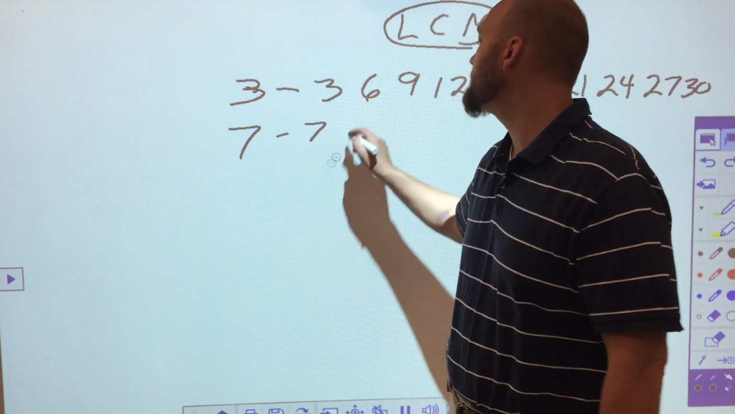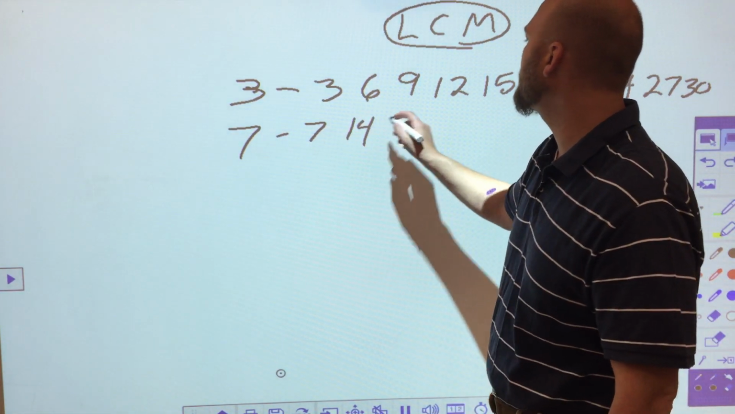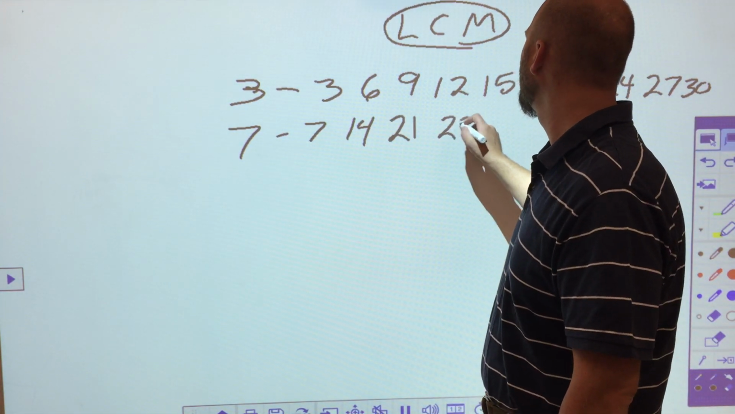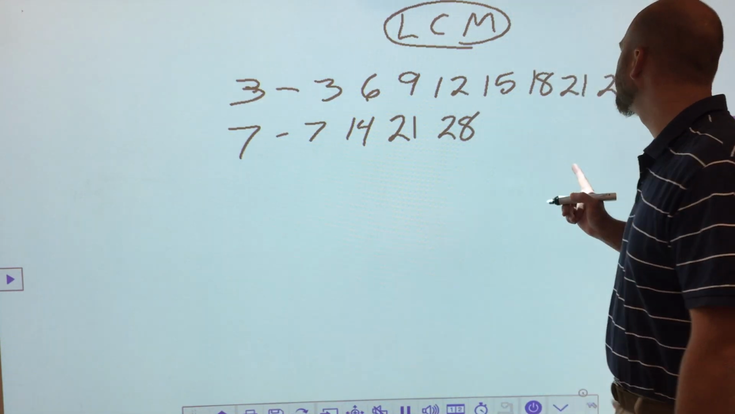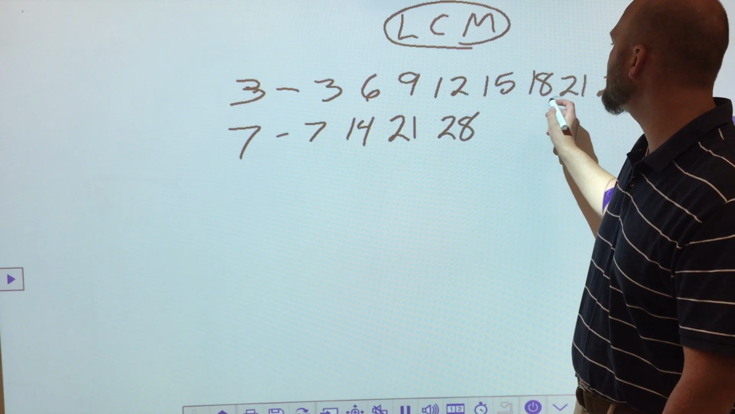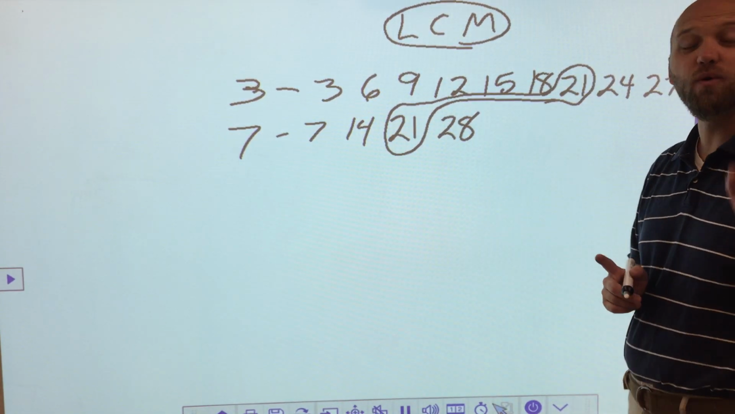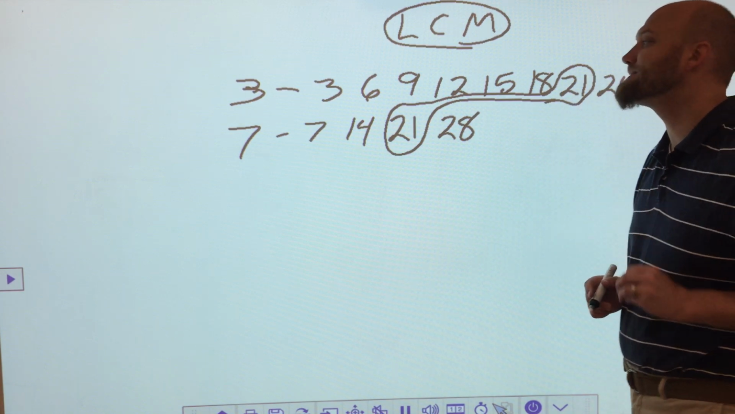We do the same thing with multiples of 7. 7 times 1 is 7. 7 times 2 is 14, and we'll just lay out a couple of those: 7, 14, 21, 28. I stop myself there because I see a common multiple. 21 appears in the multiples of both 3 and 7.